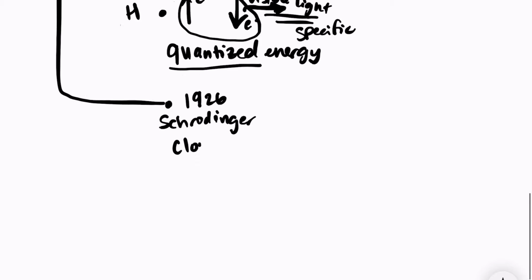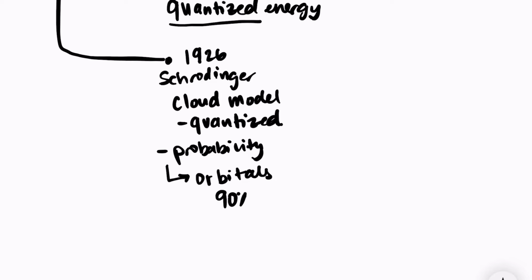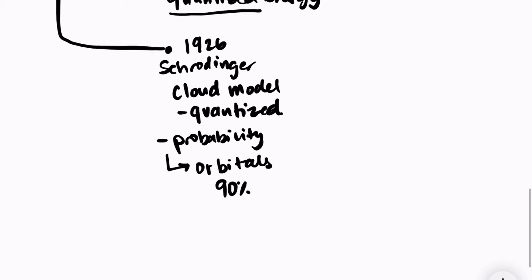So Schrödinger put together the cloud model, and he agreed with Bohr that electrons have quantized energy, which means that, again, they have a specific amount of energy and they are in specific places around the nucleus. But he did not think that we could know the precise exact location of where electrons actually were. So he put together a cloud model, which actually shows the probability of where we would find electrons. And he called the places that we would find electrons atomic orbitals. And that's where there's a 90% chance of finding an electron in the atom.